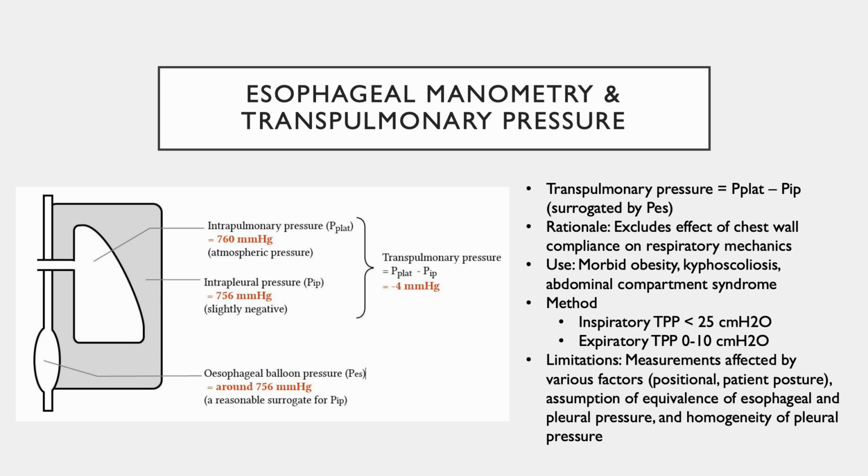The way transpulmonary pressure is used in PEEP titration is twofold. Firstly, by limiting inspiratory transpulmonary pressures to less than 25 cm water. This is conceptually similar to how we limit plateau pressure to less than 30 based on the ARMA trial. But in the event that the plateau pressure is more than 30, but transpulmonary pressure remains less than 25, this suggests that there is a significant contribution of pressure by the chest wall, and the higher plateau pressure is probably acceptable.